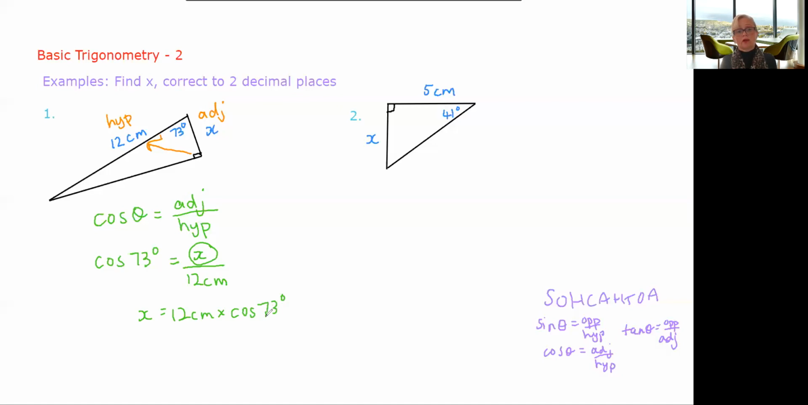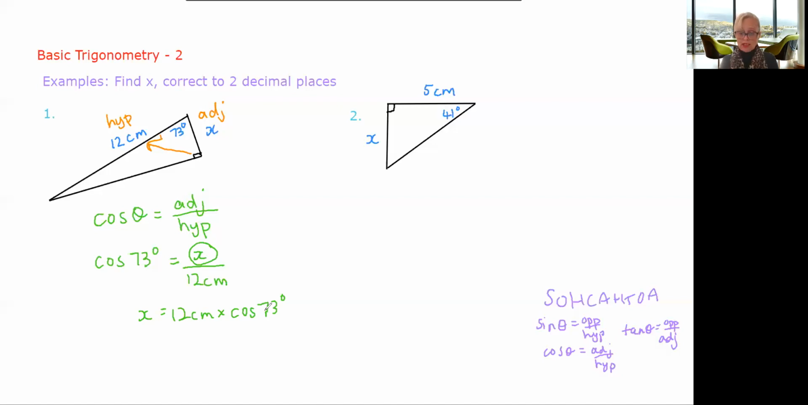Now, this is where we go to our calculator. You should have it in degrees, and you should have it turned on, and you're going to go 12 times and then your cos button, and then your angle, 73 degrees, and then press enter or equals, and it should come up with something like 3.5084, and so on.